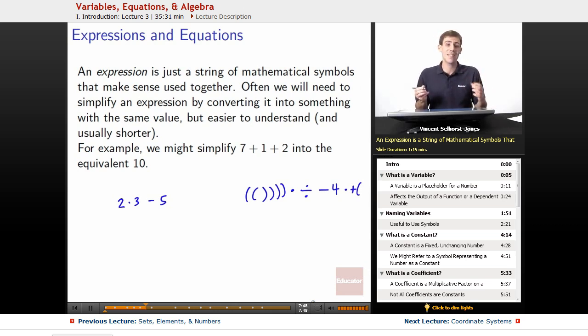So an expression has to make sense. That's one of the basic ideas behind it. Often we will need to simplify an expression by converting it into something that has the exact same value, but is easier to understand, and often is just shorter.